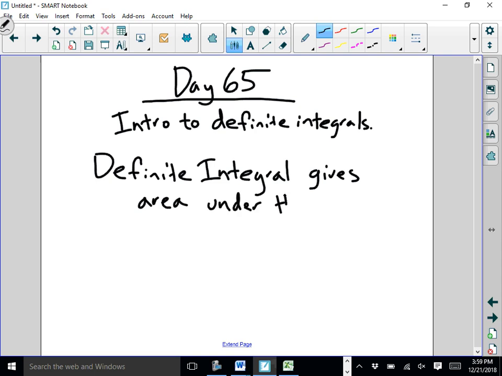So the definite integral gives us the area under the curve. Now, it's a pretty simple statement. It's a little bit more complex when we look at it more closely, because that area will depend on whether that area is above the x-axis or below the x-axis. So let's take a look at a function here. I'm just going to sketch some random function.